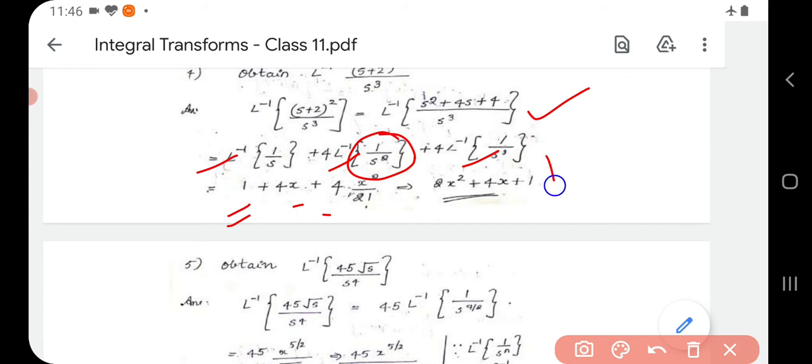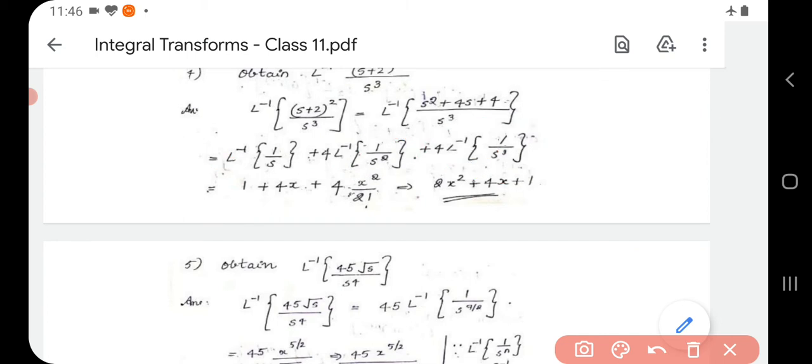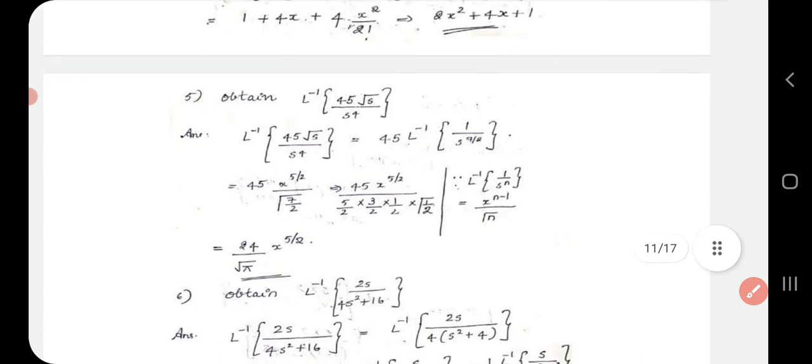Why? Because the Laplace transform of x raised to n, we have studied it as n factorial by s raised to n plus 1. That is what is applied here. So get thorough with the formulas for Laplace transform. Another question: L inverse of 45 root s by s raised to 4.